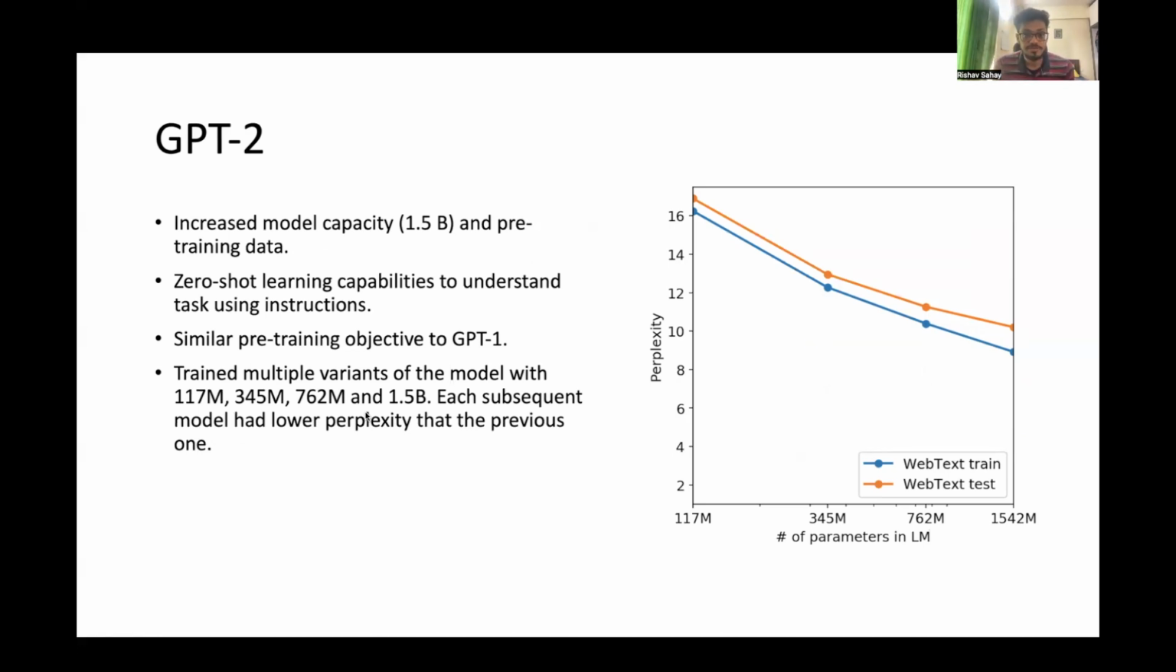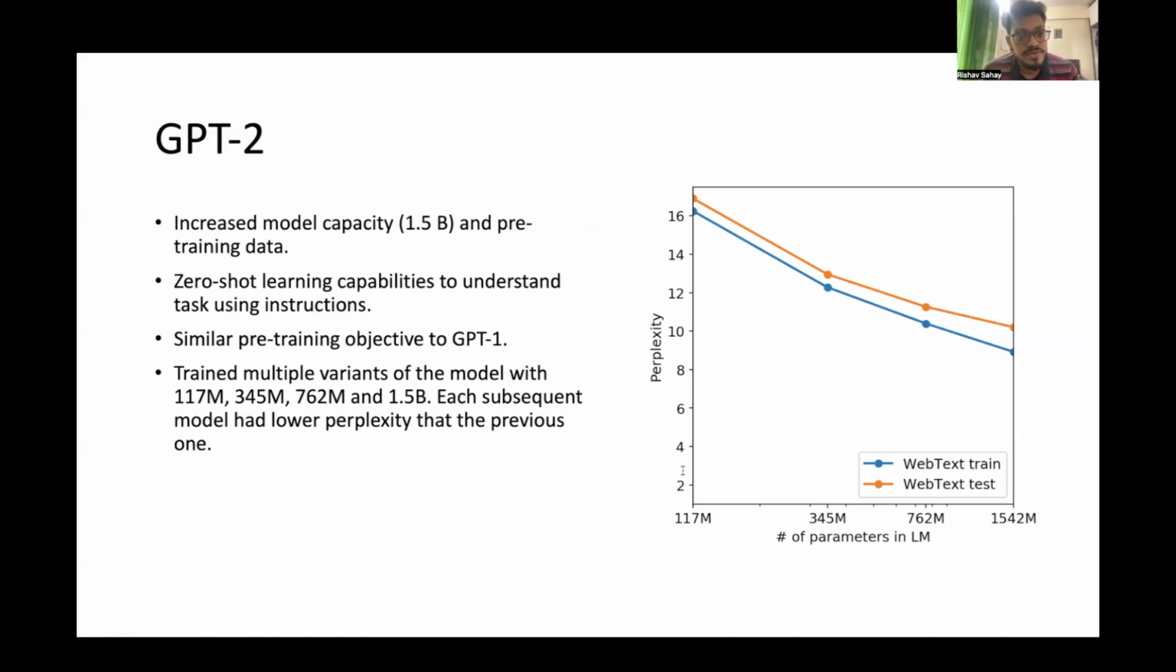Now let's discuss GPT-2. GPT-2 again increased the model capacity to 1.5 billion parameters and also increased the amount of pre-training data used, a much larger dataset for language understanding. A standout feature of GPT-2 is its zero-shot learning capability: it can understand and perform tasks using only the instruction provided, without additional task-specific fine-tuning. GPT-2 uses a pre-training objective similar to GPT-1, predicting the next word in a sequence, allowing it to learn from vast amounts of unlabeled text.